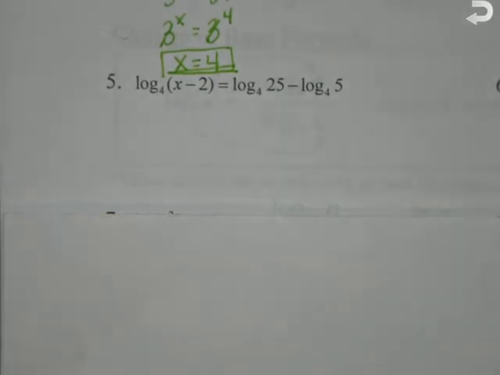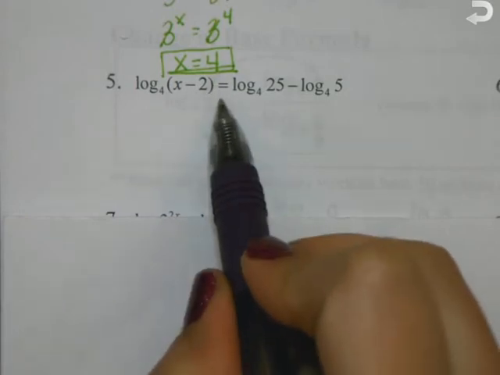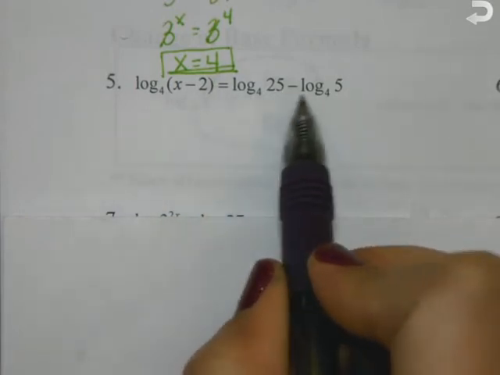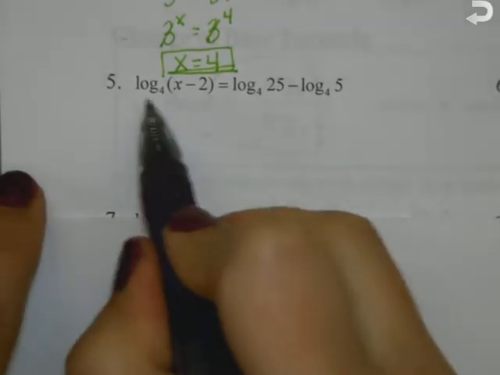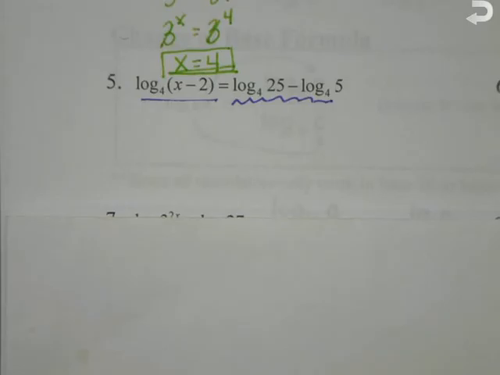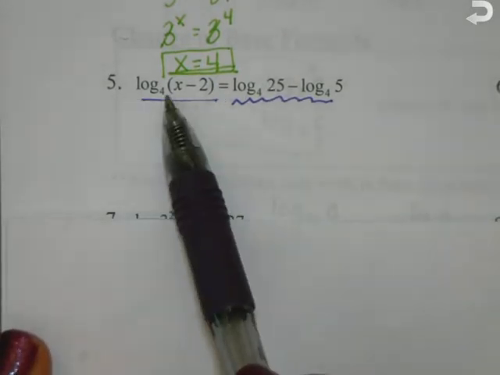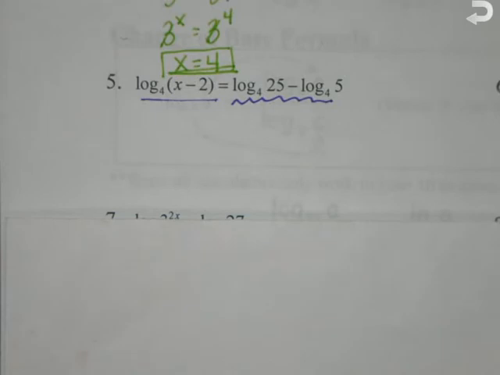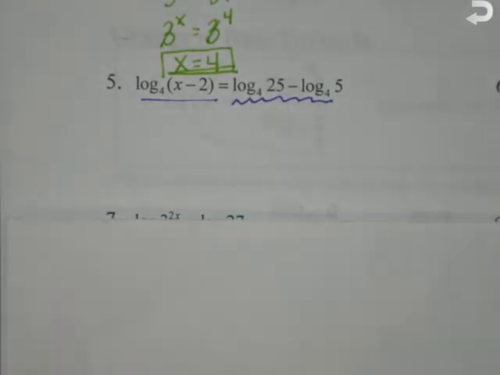Okay, number 5. We have log base 4 of x minus 2 equals log base 4 of 25 minus log base 4 of 5. Can somebody please tell me what is the difference between the left-hand side and the right-hand side? Yeah, the left side has 1 log with x minus 2 in parentheses attached to it, and the right-hand side has 2 separate logs. Which side is going to be the one that we can condense? The right-hand side. So condense the right-hand side.